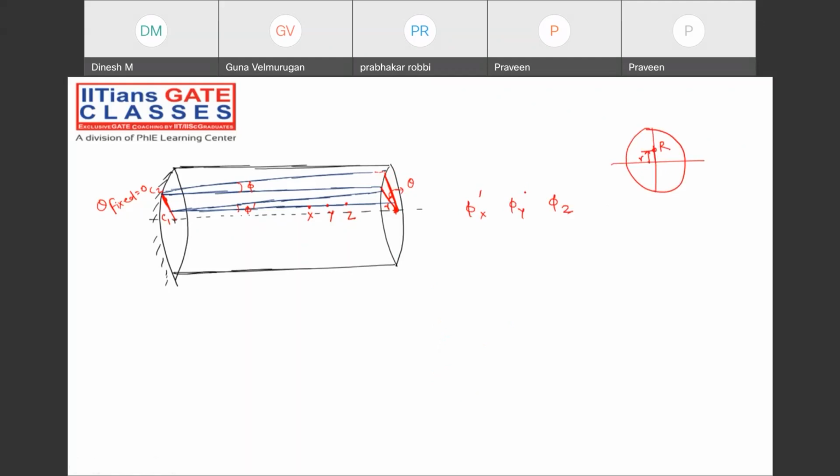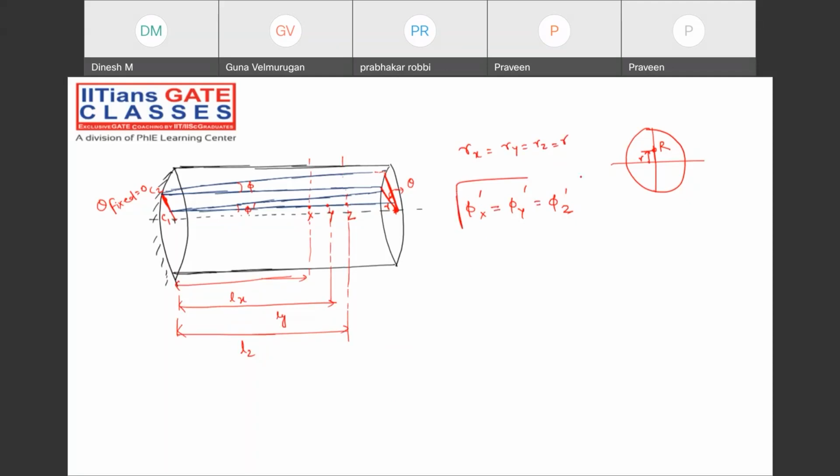Or we can just write dash, dash, dash. If I just talk about the phi dash, whether it is same or different. Whatever the points X, Y, Z you have considered, you can consider the length also different. You can consider length to be Lx. For this case, you can consider the length to be Ly. Length is different, but all the points X, Y, Z I have taken at the same radius. That means radius for X, radius for Y, and radius for Z will be same. My phi dash X, phi dash Y, and phi dash Z will be same.